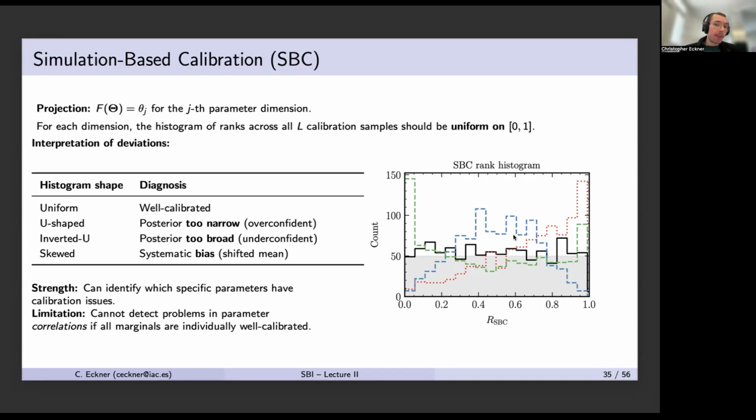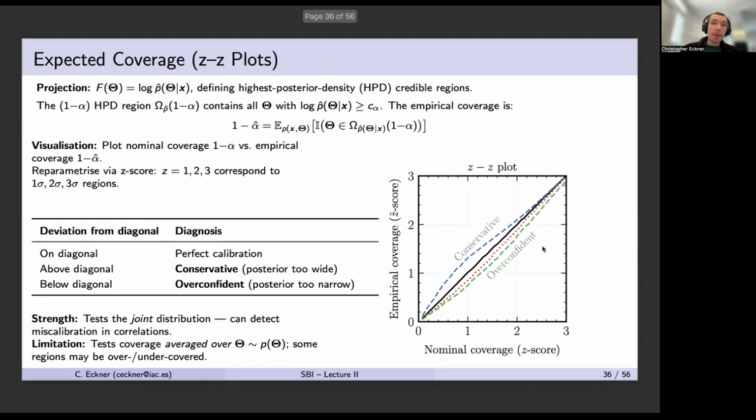Of course, the strength is that you can do this for all parameters, and you can identify calibration issues for all the different parameters, but it doesn't really detect correlation problems among these different sample sets. Then the other option of choosing a function is the projection with the log of your posterior or probability density for the parameters, which would then produce a coverage plot.